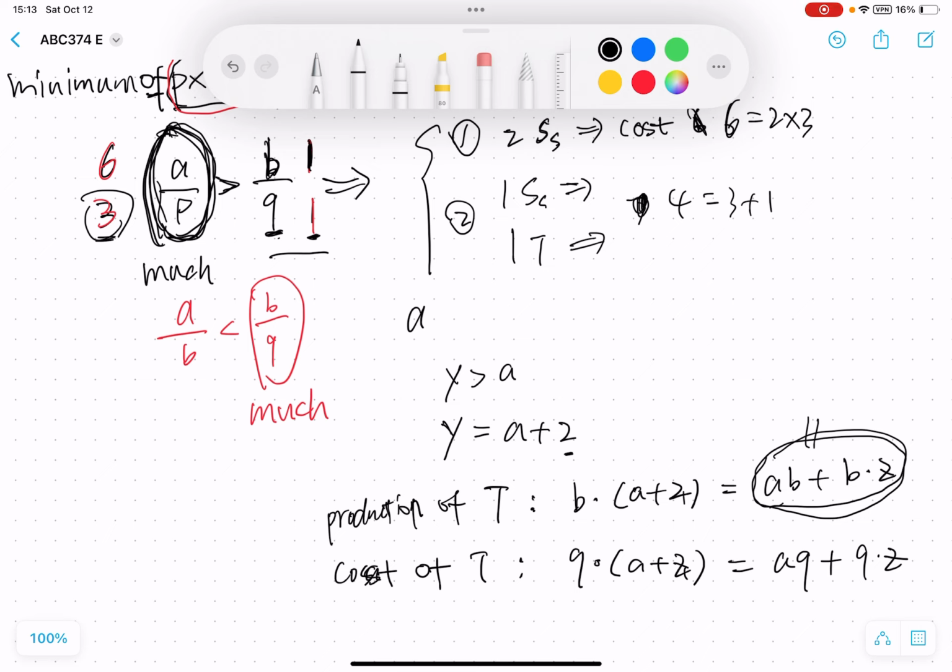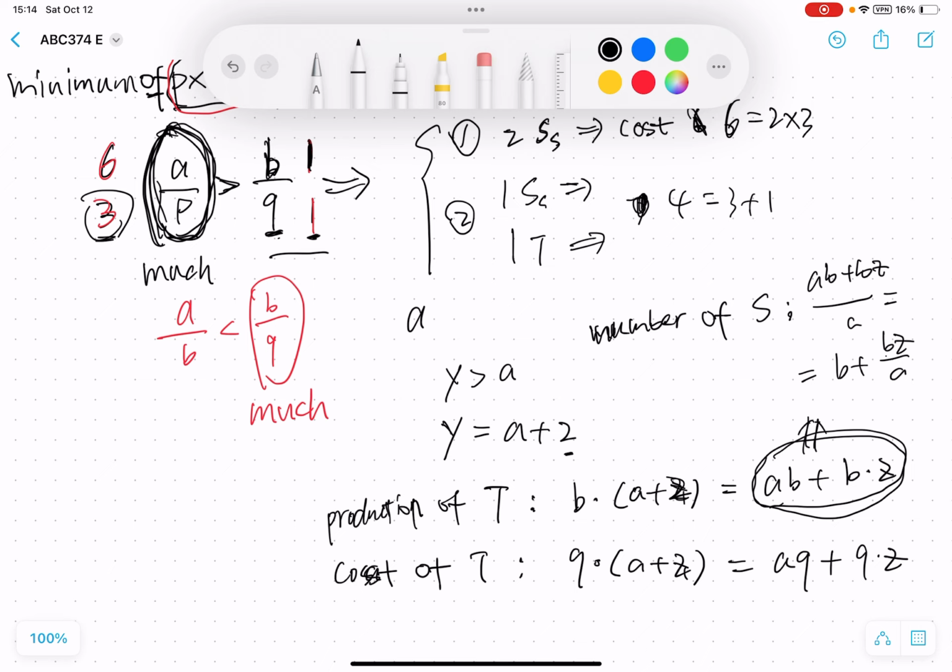We only need to buy, if we produce this kind of capacity, the number of machine S we need to buy is A plus B D A, that equals B plus A B D. And we can produce this kind of production by A. This is very easy. Maybe we can make Z be 0.